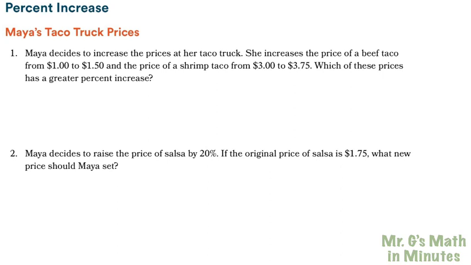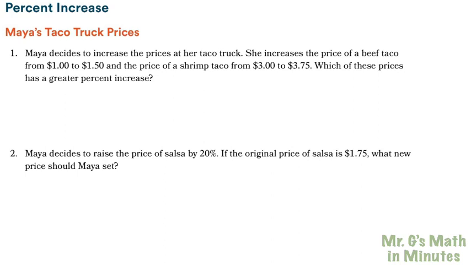So in this particular lesson, this is lesson 10 right here. Talks about percent increases. And it says that Maya decides to increase the prices at her taco truck. She increases the price of a beef taco from $1 to $1.50 and the price of a shrimp taco from $3 to $3.75. Which of these prices has a greater percent increase?